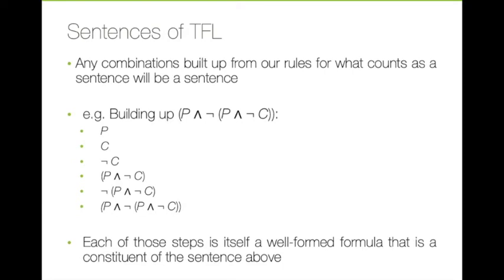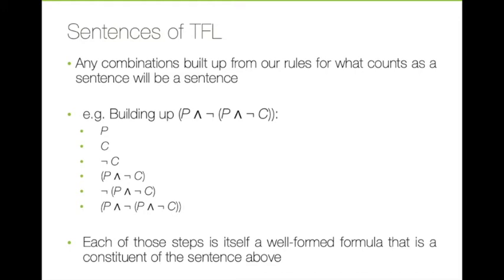So for example, we can follow those rules to build up this complex statement, P and the negation of P and not C. So we start with our atomic statements. Those we know are sentences, P and C. We can add, according to our first rule for complex sentences, a negation to get not C. And then we can make the conjunction of any two sentences. So we can conjoin the sentences P and not C.